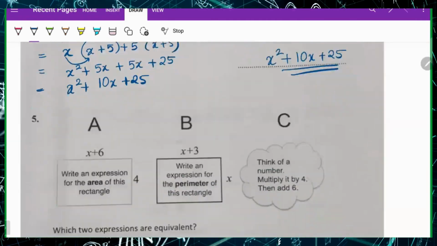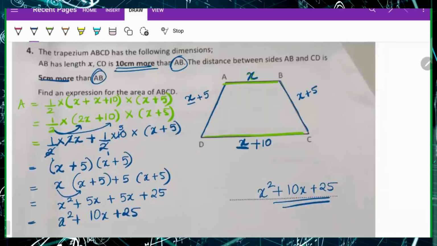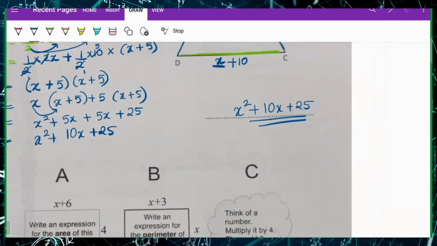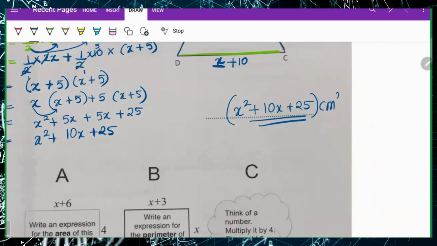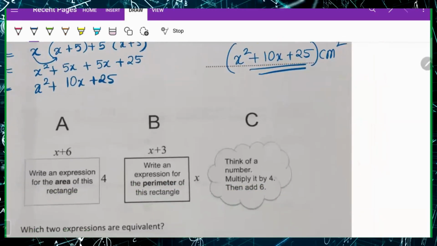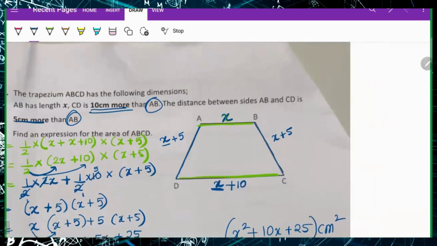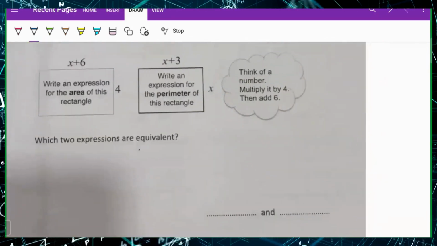Let's move on to the next sum. And since it is area, you will write centimeter square. And it is centimeter, right? Now let's move on to the next one.